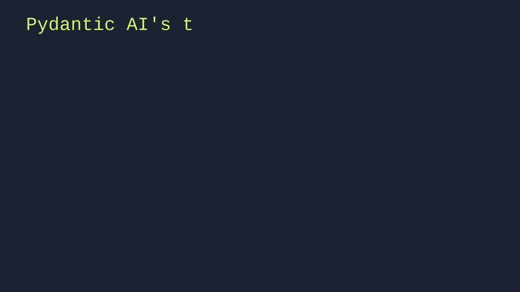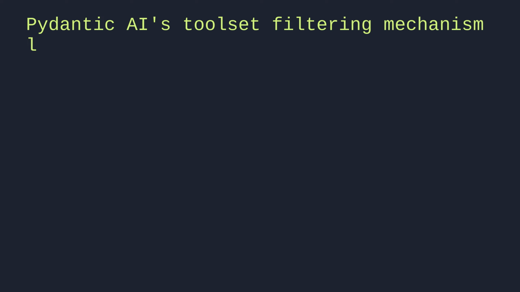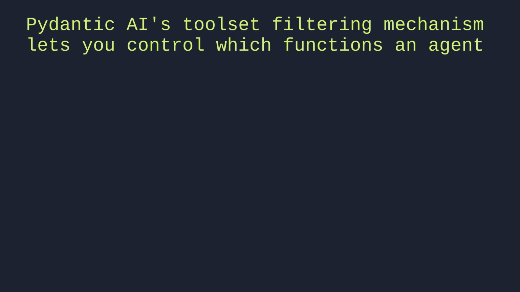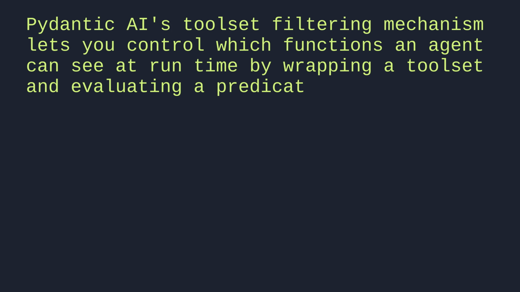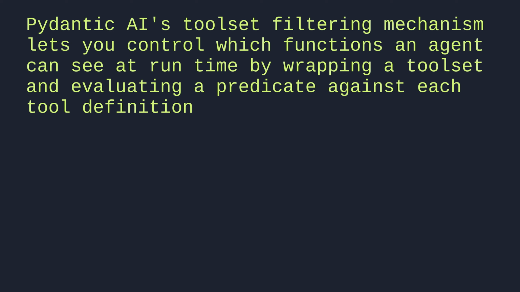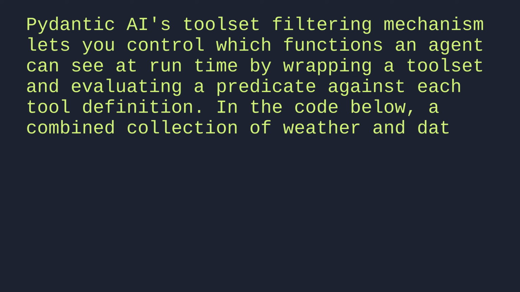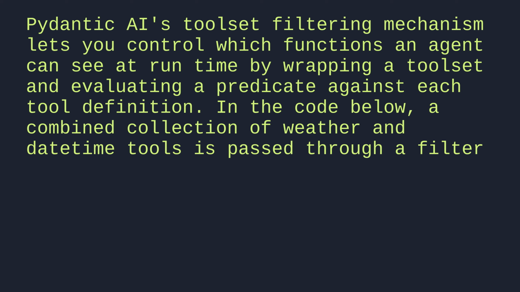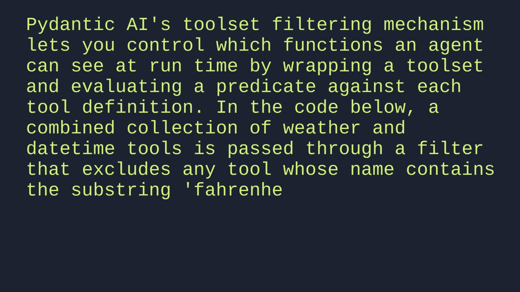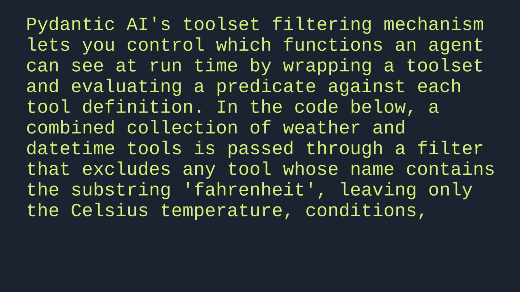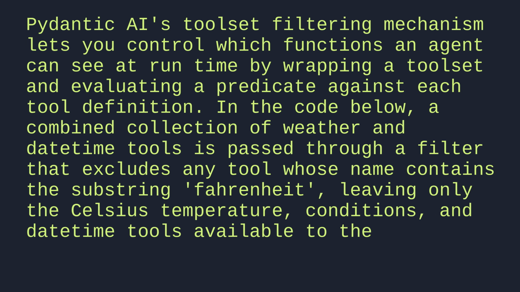Pydantic AI's toolset filtering mechanism lets you control which functions an agent can see at runtime by wrapping a toolset and evaluating a predicate against each tool definition. In the code below, a combined collection of weather and datetime tools is passed through a filter that excludes any tool whose name contains the substring Fahrenheit, leaving only the Celsius temperature, conditions, and datetime tools available to the model.